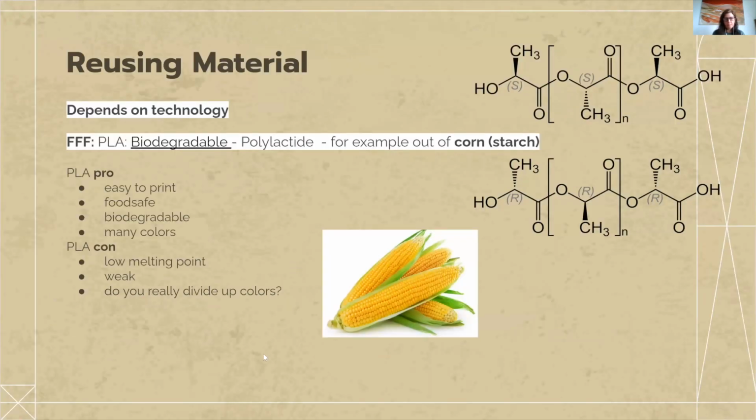PLA is biodegradable, as I said previously, and it's basically cornstarch. The pros are it's very easy to print. It's food safe if you keep the printer clean. It's biodegradable to an extent, which I will explain. It comes in a lot of colors. It has a very low melting point. That can be a pro, but usually is a con, because if you have it lying around behind a window and the sun's coming, then it probably is not keeping the form as it should.